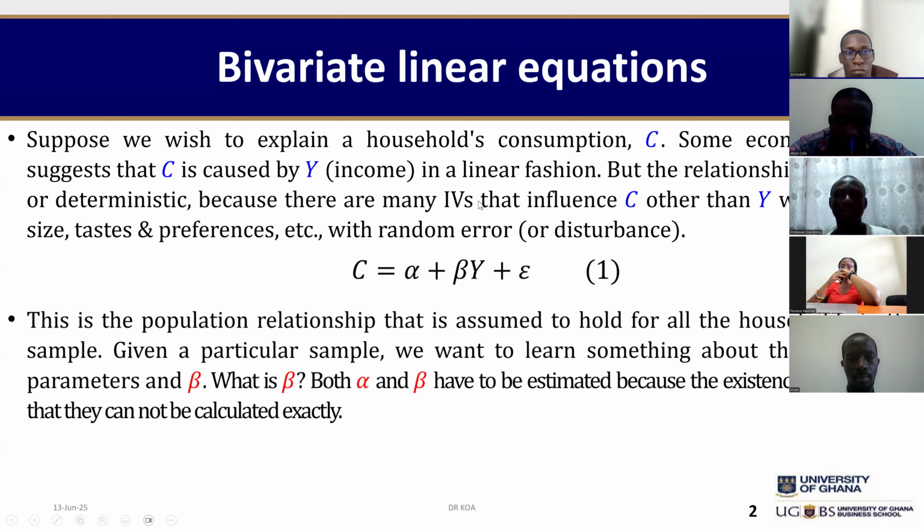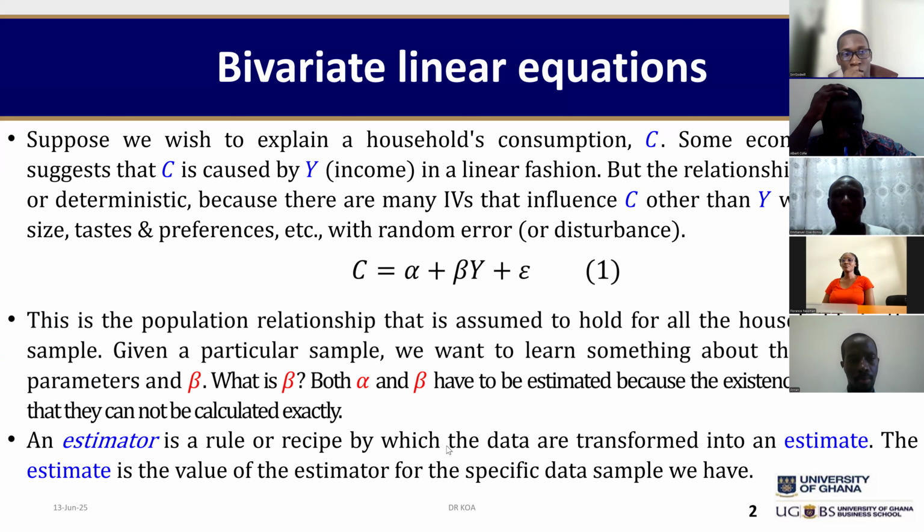Okay. Now, what we want to do is that we want to know the extent to which the income affects the consumption. And that is determined by the beta parameter. Both alpha and beta have to be estimated because the existence of the error term means that they cannot be calculated exactly, because the error term will distort. And so the essence is to go to that error term and handle that error term, minimize that error so that the clear relationship between the alpha and the beta are manifest.